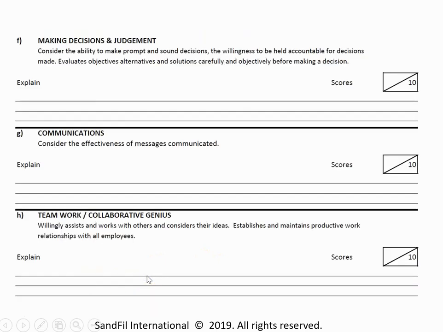Let's move on. So you have making decision and judgment, communications, teamwork. I would like to talk about communication here. Even though you are able to justify why you're giving 5 instead of 10, how can you quantify the communication here? What do you mean by good communicator? What do you mean by not good communicator? What are the facts that you're basing on? Where's the raw data? So this is another issue that we are facing.